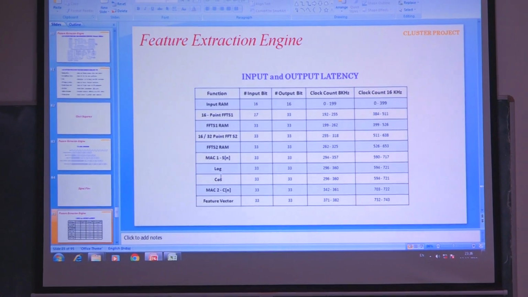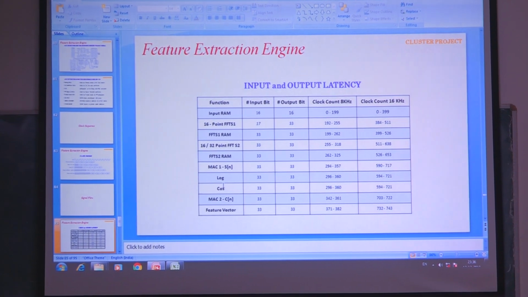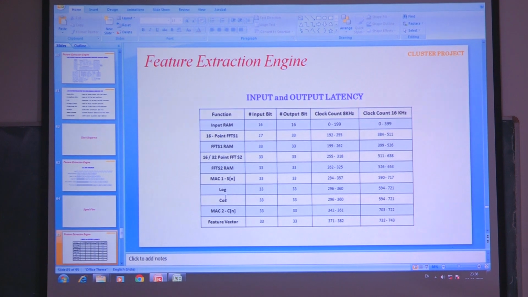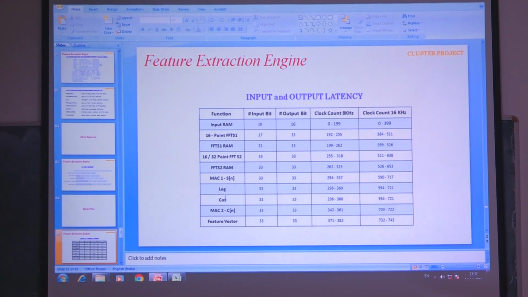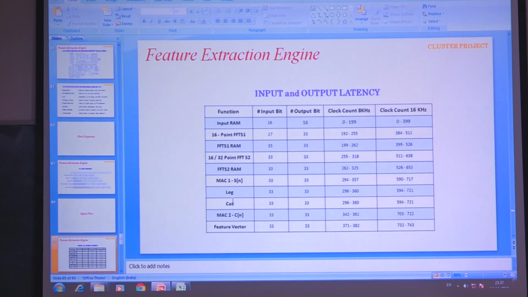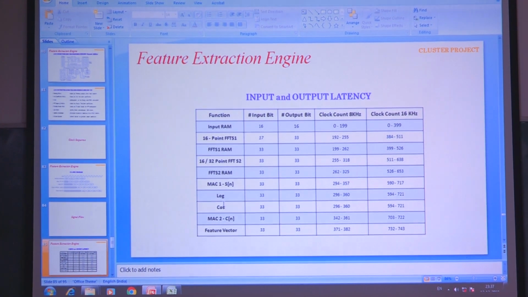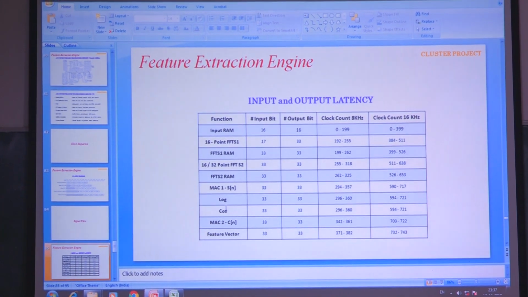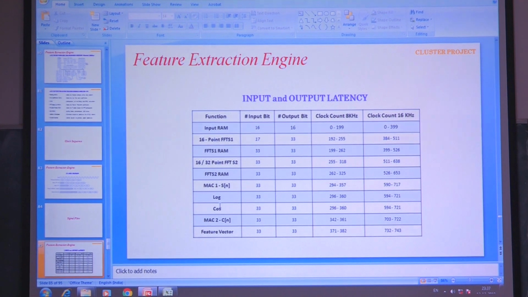So after this, log computation will start after completing the entire S of n calculation. Once the S of n calculation is completed, for the first MEL bank for the 8 kilohertz, it has only 3 non-zero coefficients. So after 294, within 3 clock cycles, we'll get the first value. So 296 is the first clock period where we'll get the first log of n.